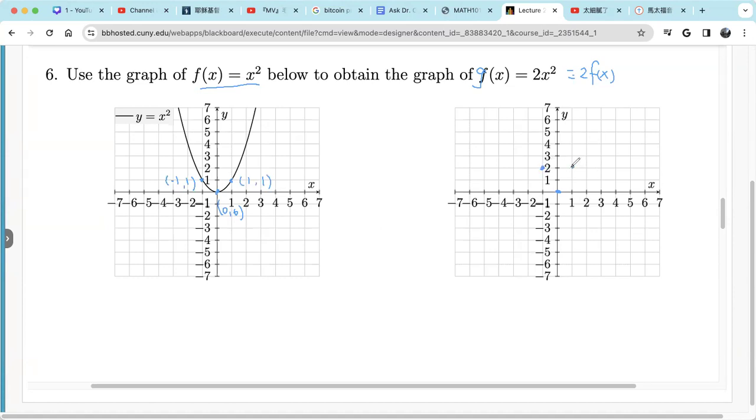Double 1, I get 2. So I get this point. So this one is negative 1, 2. This one is 1, 2. Right, then I graph. I don't graph straight, I graph roundish. Sorry, it was very difficult for me to graph on this drawing pad. I graph roundish. The pen doesn't listen to me.